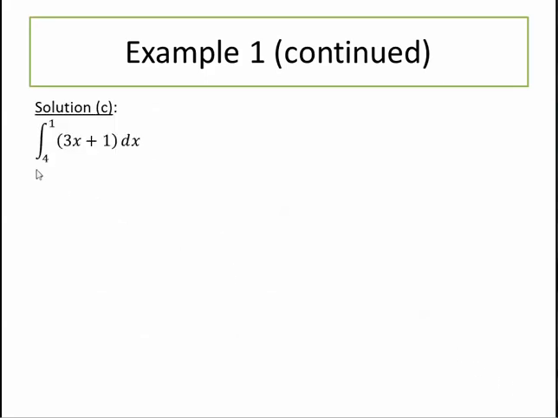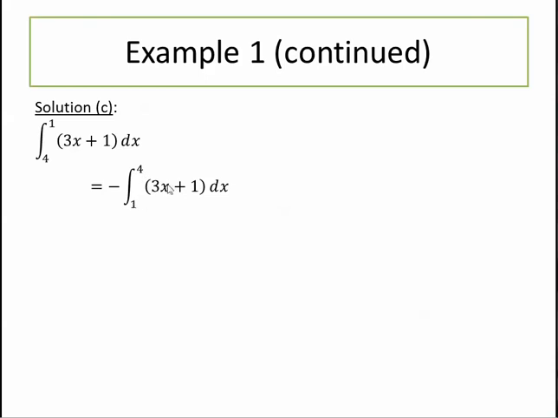Our third problem was the integral from 4 to 1 of 3x plus 1 dx. So again, the first thing I notice is that my lower limit is greater than my upper limit, so I'm going to switch my order of integration by putting a negative sign first and then switching them.